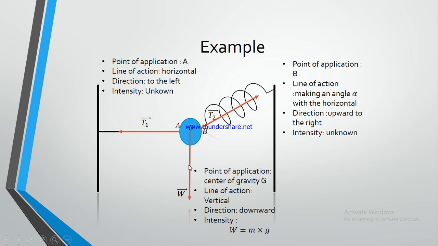And the third force, which exists for all objects having a mass m, is the weight. In all cases, the weight is applied from the center of gravity G. It's vertical downward, and its intensity is measured using this formula, W equals m times g.